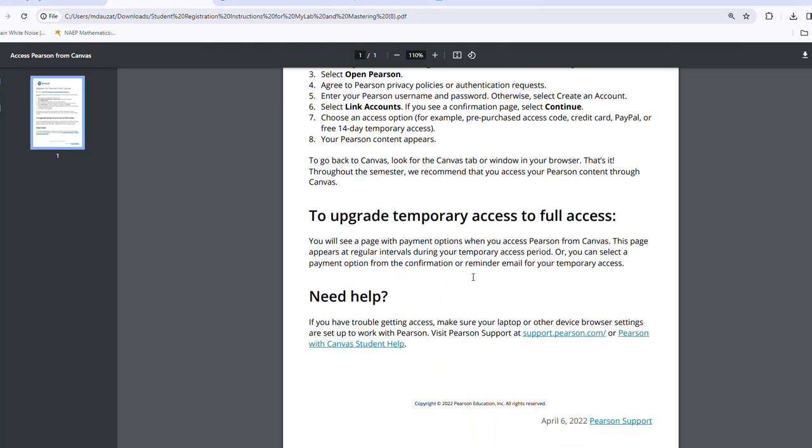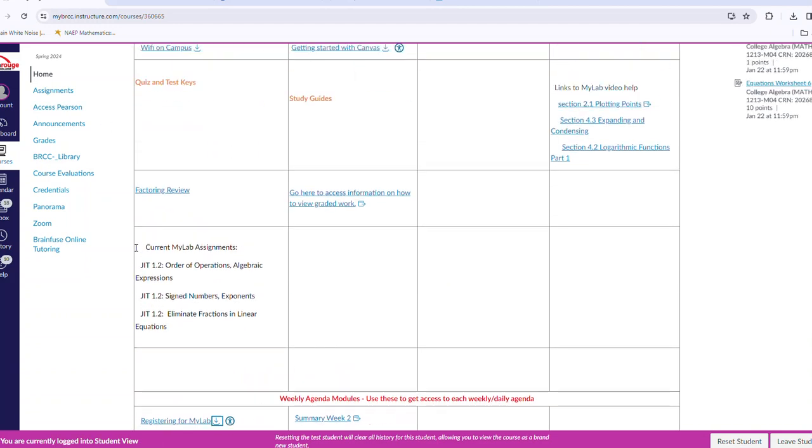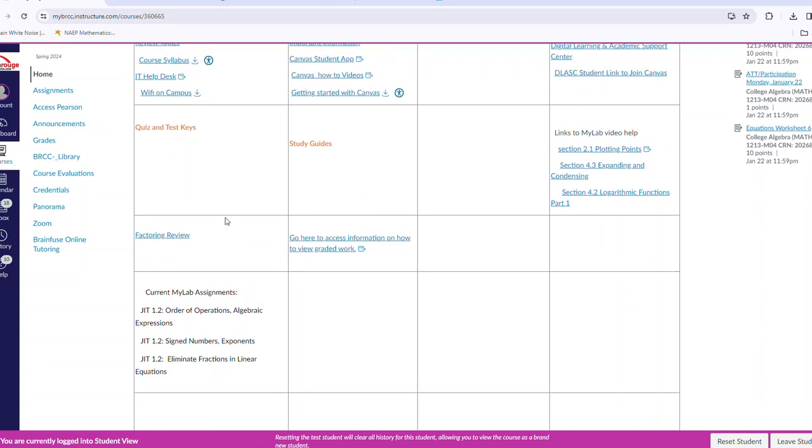All right, and then right here they have something about the upgrade. But this is where you go. You just go to Pearson Access to get the assignments, to start on these assignments. It's very straightforward when you get to it. Very easy to get to those assignments. Any questions on those? Some of you have started.